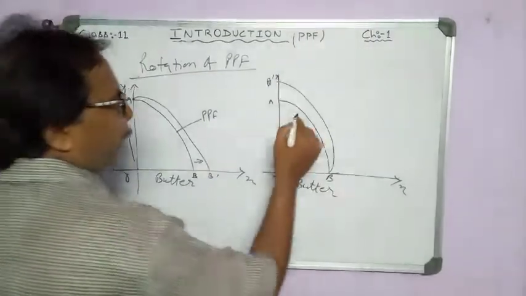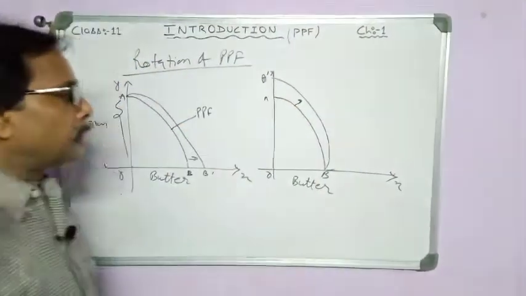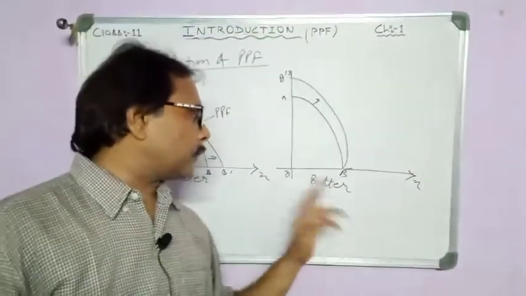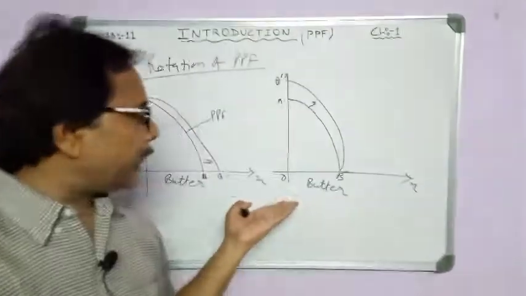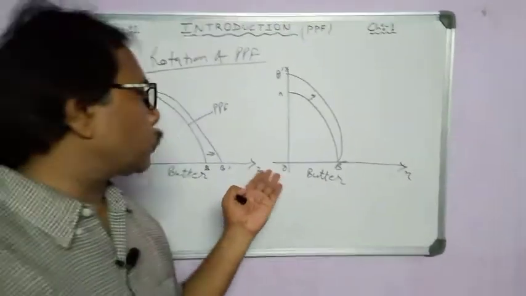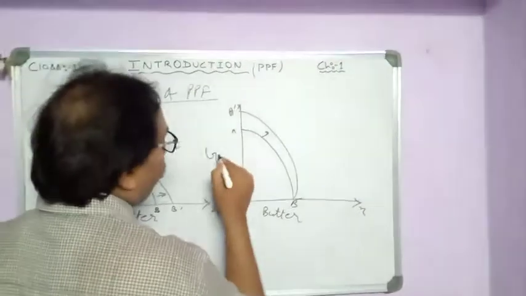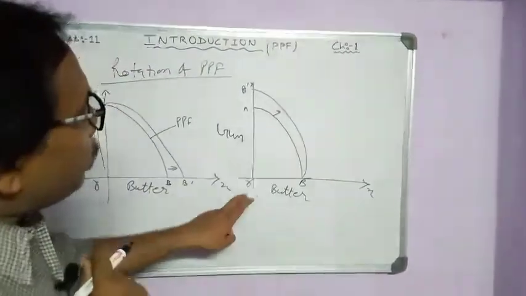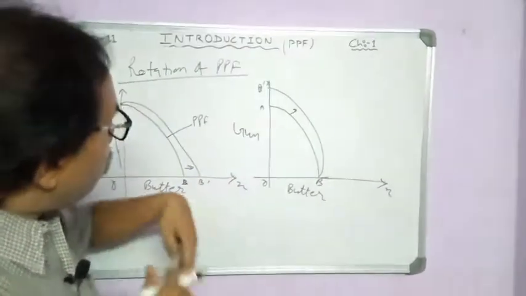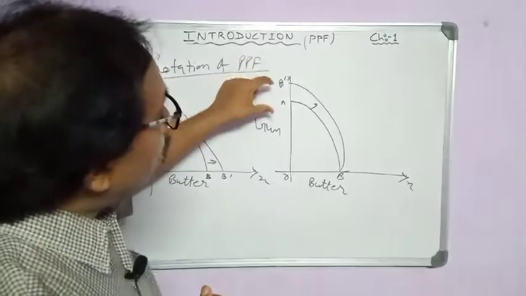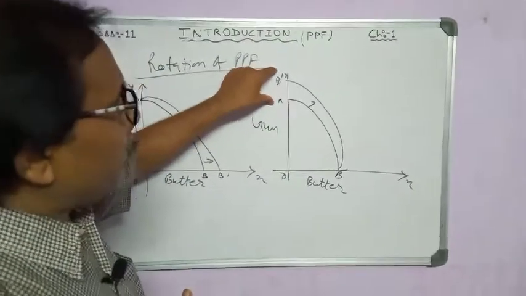So what do you find here? You find that there is no change in the production of butter. Initially the production was OB. Now again we are capable of producing only OB units of butter. But in the case of gun, what happens? Initial production was OA. Now the new production is OA dash. So it is more than A.